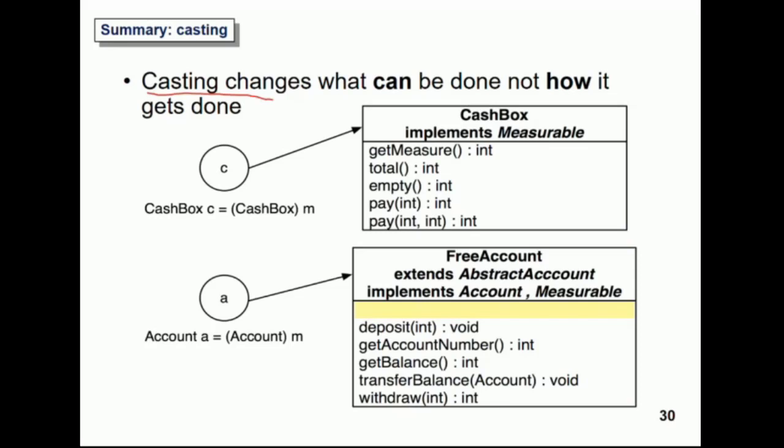Casting changes what can be done, not how it gets done. How something gets done, remember, is resolved dynamically at runtime. But what gets done is determined at compile time. So if I want to tell the compiler I want to do these things, and it's okay to do these things, then you need to cast within the code.